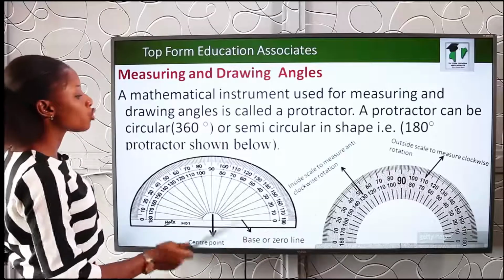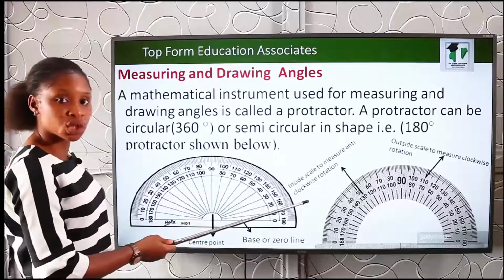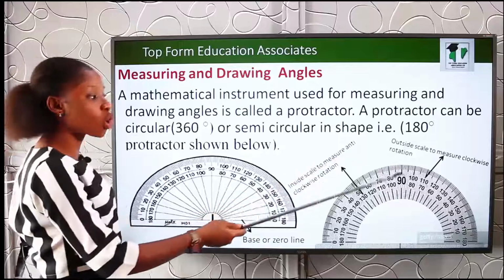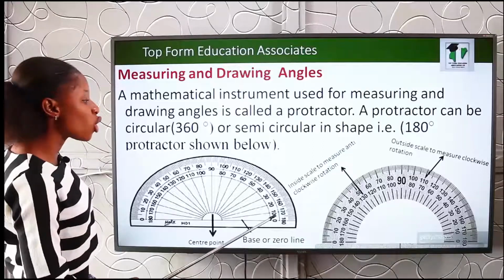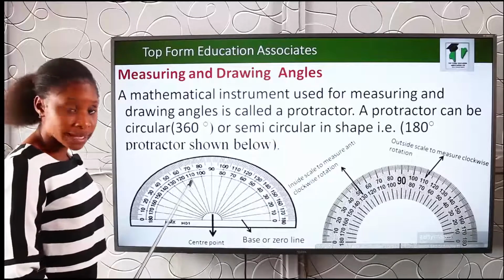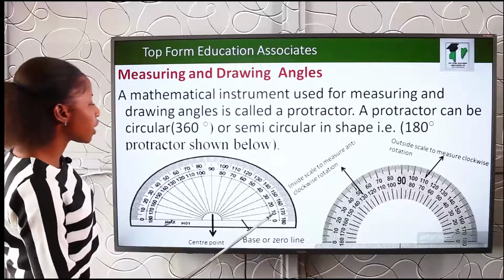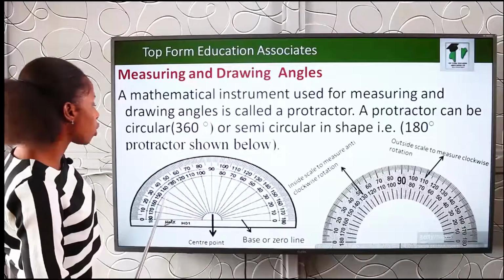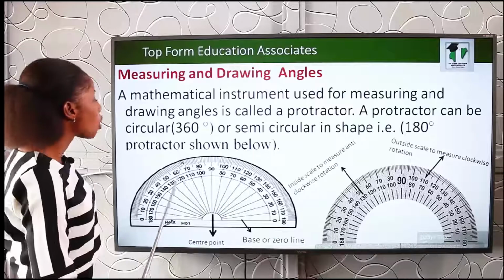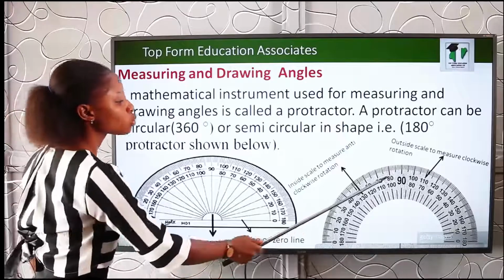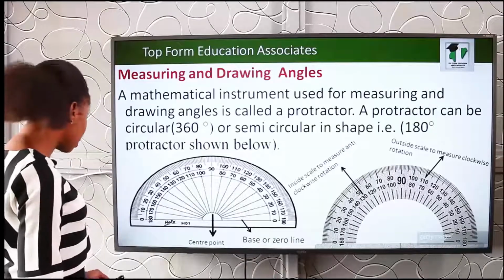Now, in a protractor, we have the inside scale to measure anti-clockwise rotation and the outside scale to measure clockwise rotation, meaning inside measures anti-clockwise, while outside measures clockwise. Here, this is our inside scale to measure anti-clockwise rotation, while this is the outside scale to measure clockwise rotation. I hope you understand that.